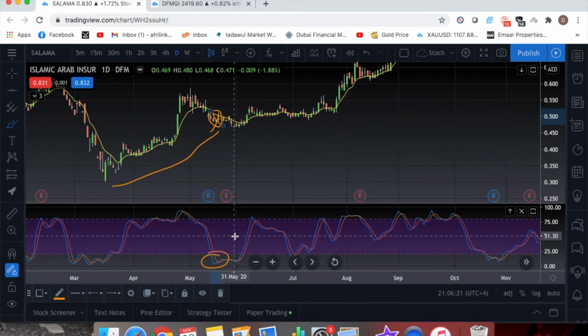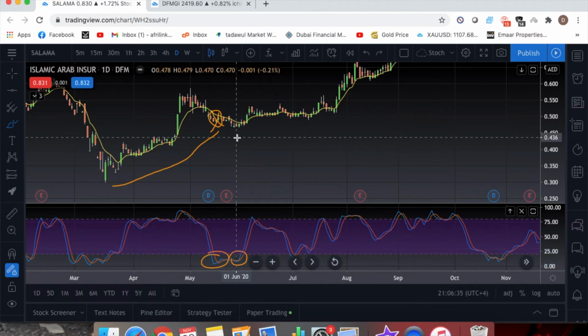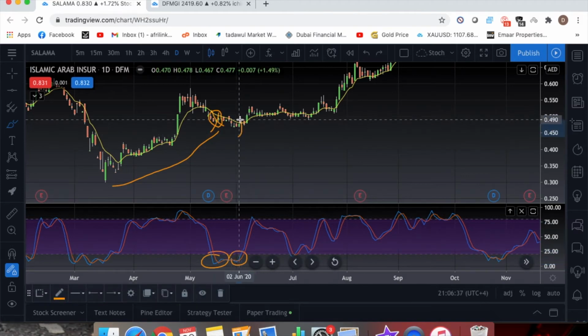We again wait for another chance. Again here we can see stochastics is in oversold condition, but here again we are not seeing a buy signal. Instead we are seeing here. We can still take the trade. We can enter here and we can close our trade once we see a close below this yellow line.